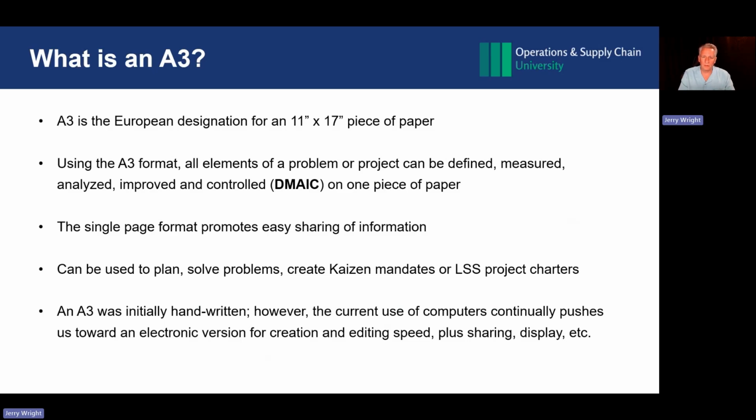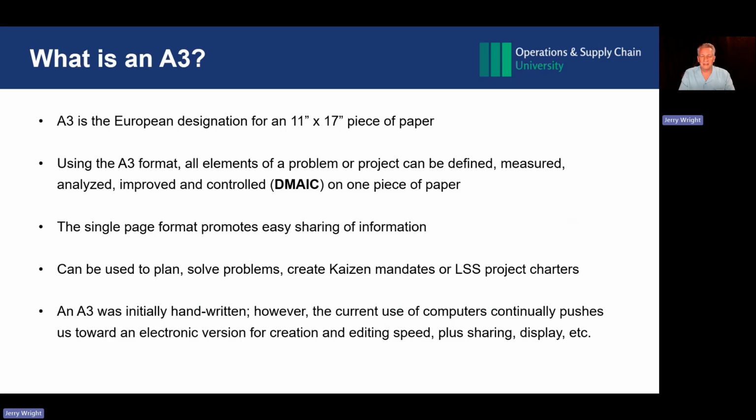Now, using the A3 format, all elements of a problem or project can be defined, measured, analyzed, improved, and controlled. Think of DMAIC, remember that from our Lean Six Sigma on the Six Sigma side: define, measure, analyze, improve, and control. DMAIC, and all that's on one piece of paper. That single page format provides easy sharing of information, and it can be used to plan, solve problems, create Kaizen mandates, or Lean Six Sigma project charters.